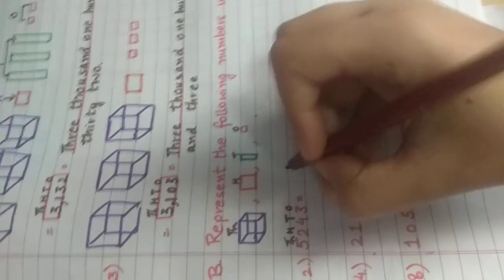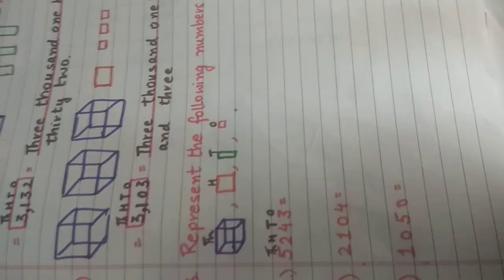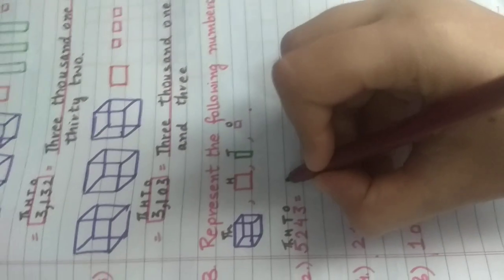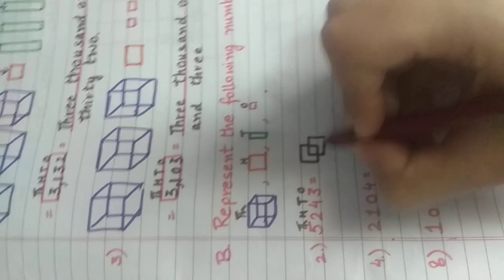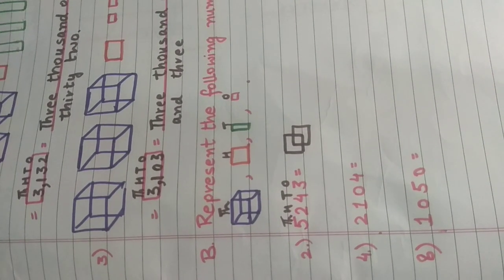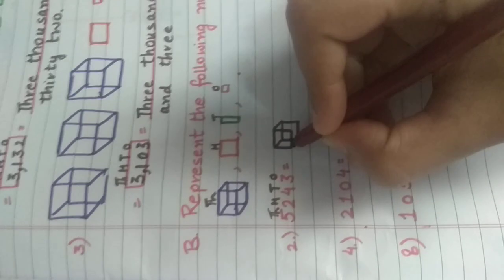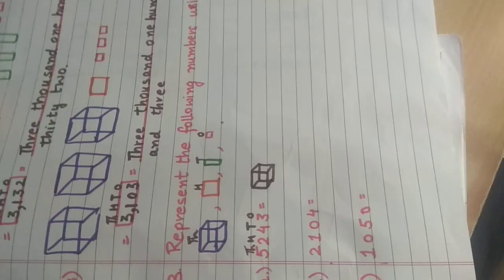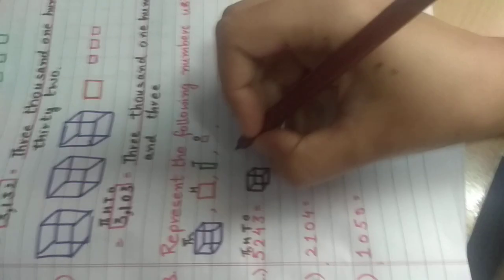So let us start. First one, 5000. 5000 means 5 blocks of thousands. 5000 मतलब 5 blocks बनाने हैं 1000 के. 1000 का block कैसे बनेगा? First square, then second square, and then join them. ये हो गया first block. ऐसे 5 blocks बनाने हैं.